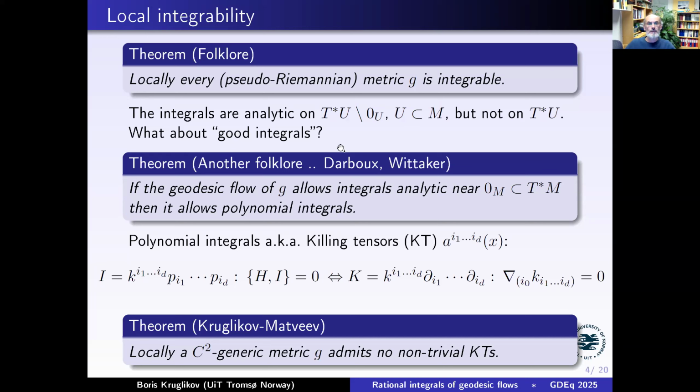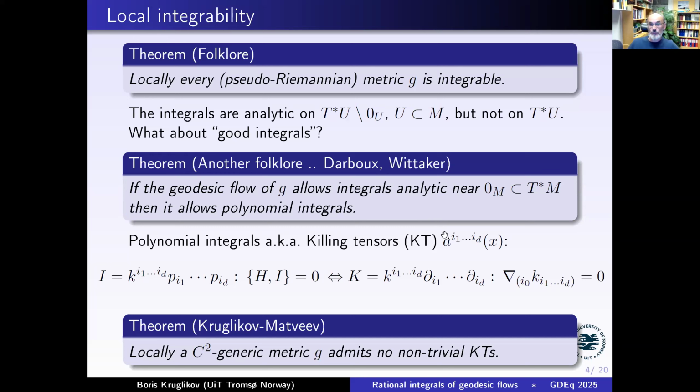What about good integrals? Here is another folklore theorem, which can be found in Whittaker and even in Darboux. If a geodesic metric allows integrals that are analytic near the zero section, then it also allows polynomial integrals. So let's talk about polynomial integrals for a bit. They are also known as Killing tensors.